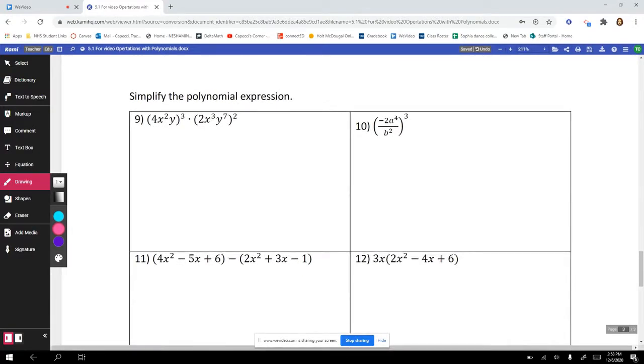All right, so let's look at number 9. Again, first we have to do order of operations. I need to get rid of my parentheses. So I'm going to take everything inside the parentheses and raise that to the 3rd power.